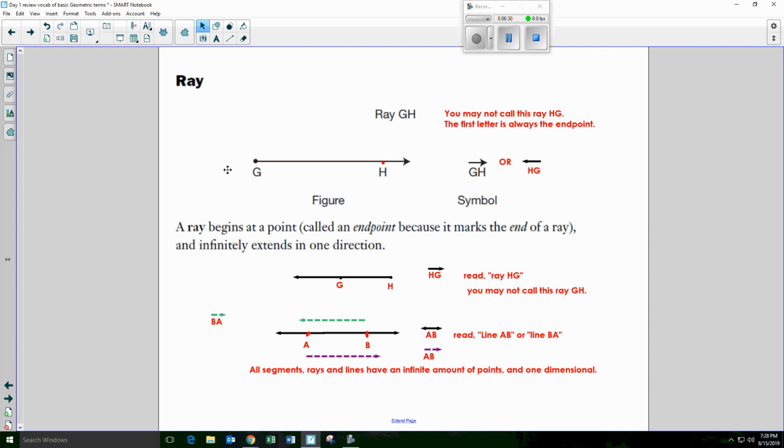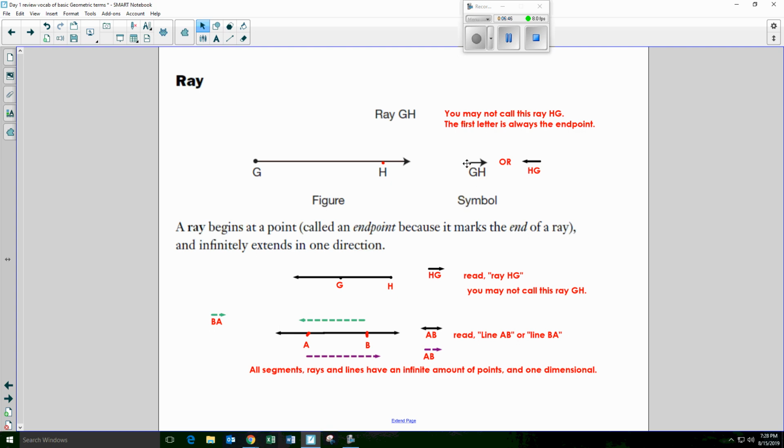Next, ray. Ray has an endpoint, goes through another point, and keeps going on forever. And you start by naming the endpoint. In this case, G, since they're points again, the capital letters you see. And here's the symbol for ray GH. G is the endpoint, so it goes underneath the endpoint, and it goes through H forever.